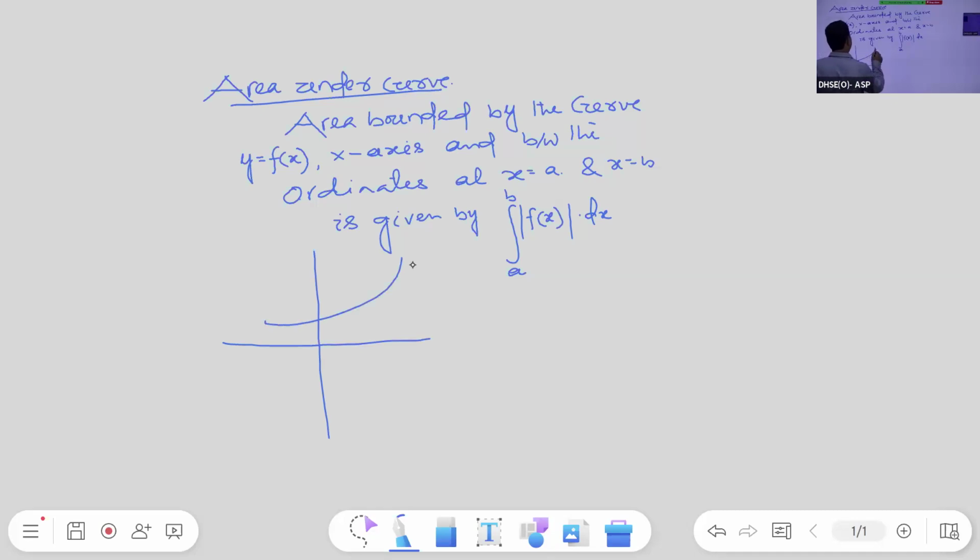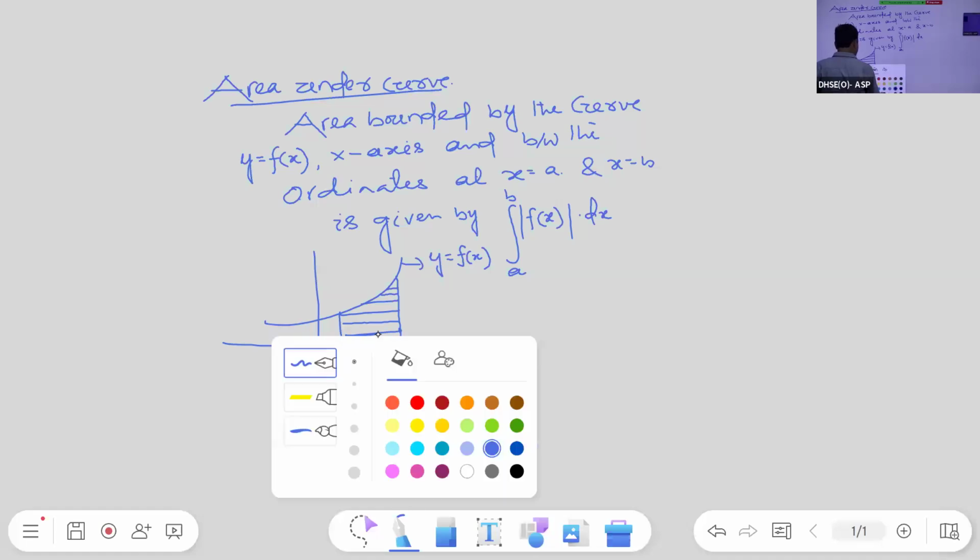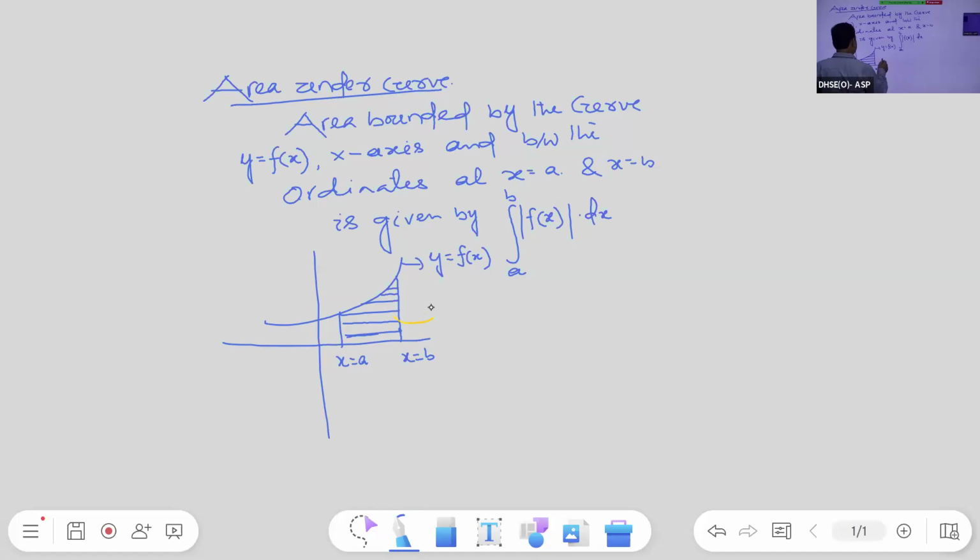This is the curve y is equal to f of x. X is equal to a is an ordinate or vertical line. X is equal to b is the another ordinate. This area is given by integral a to b f of x dx.